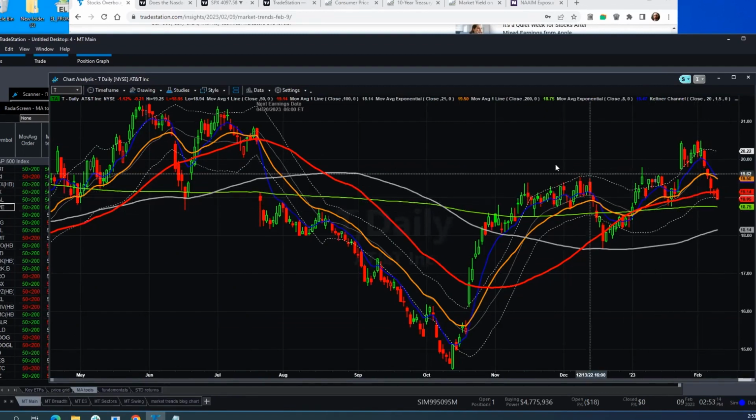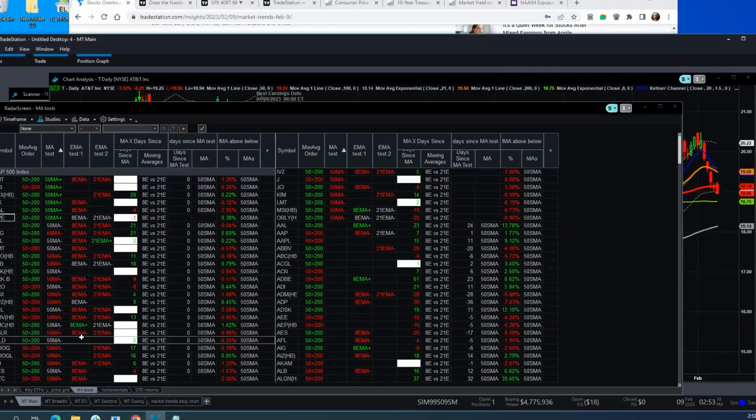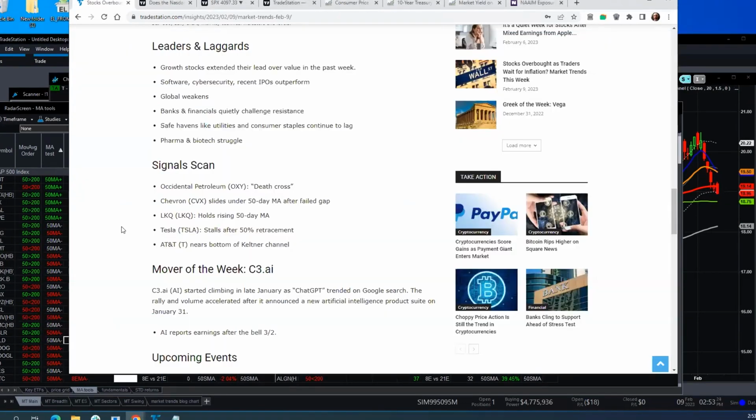I did want to point that one out, that a lot of these are indicators that you can access in different ways using my workspaces. These are just signals that pop up.